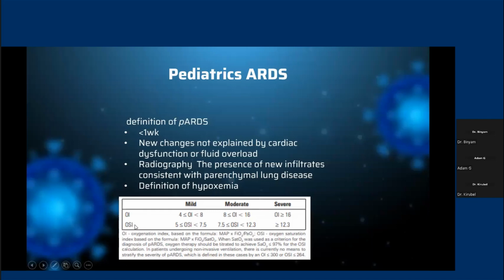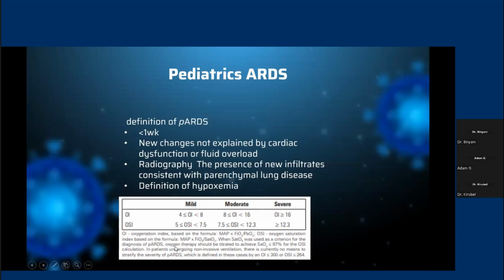Oxygen saturation index 5 to 7.5 is mild, 7.5 to 12.3 moderate, more than or equal to 12.3 is considered severe. The formula is written here. The formula is mean airway pressure times FiO2 over partial pressure of oxygen. You can find the oxygenation index.